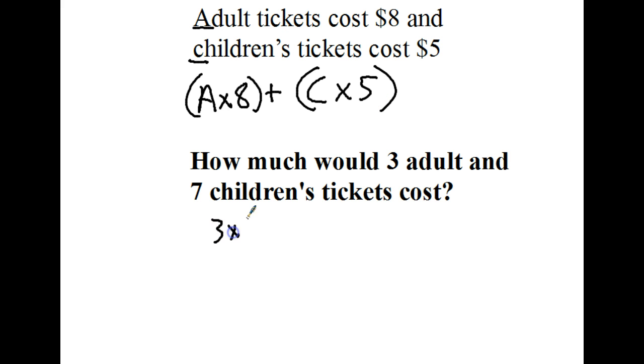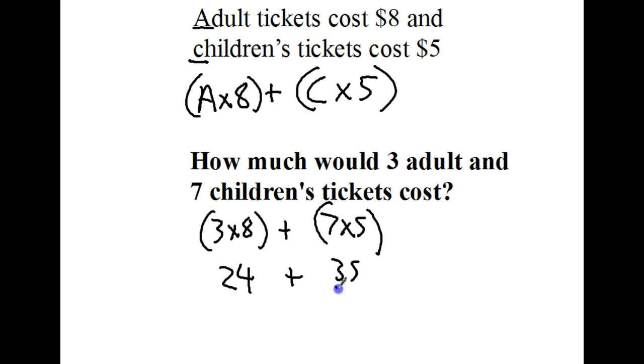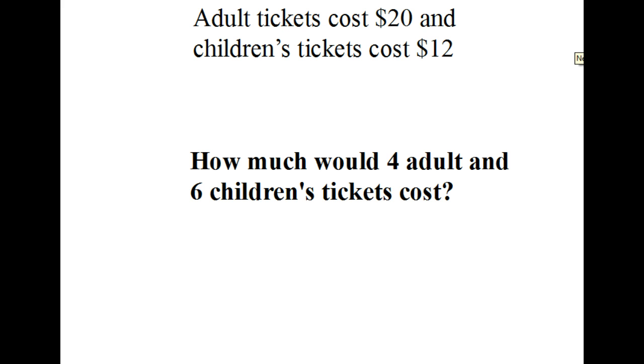3 adults. So that would be 3 times 8, plus 7 children, 7 times 5. And then just solve. 3 times 8 is 24. 7 times 5 is 35. Add my numbers together. 59 bucks. Your turn, try it out.